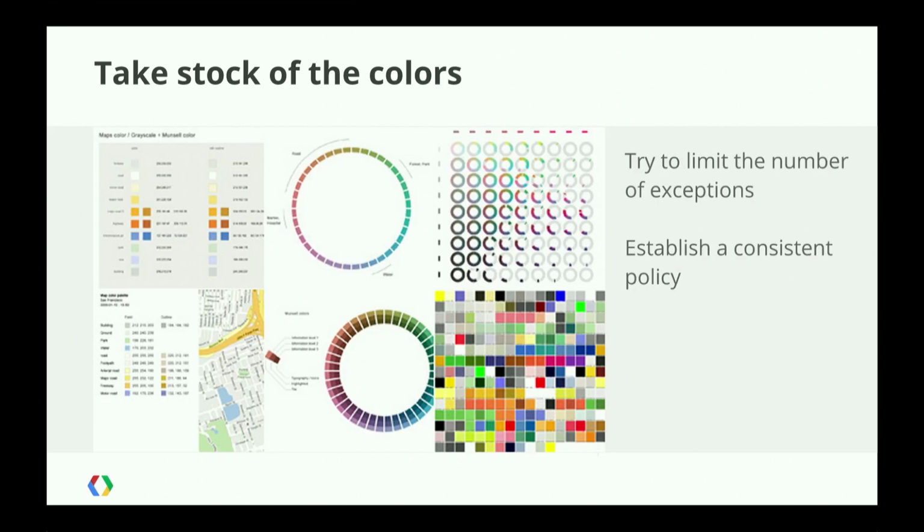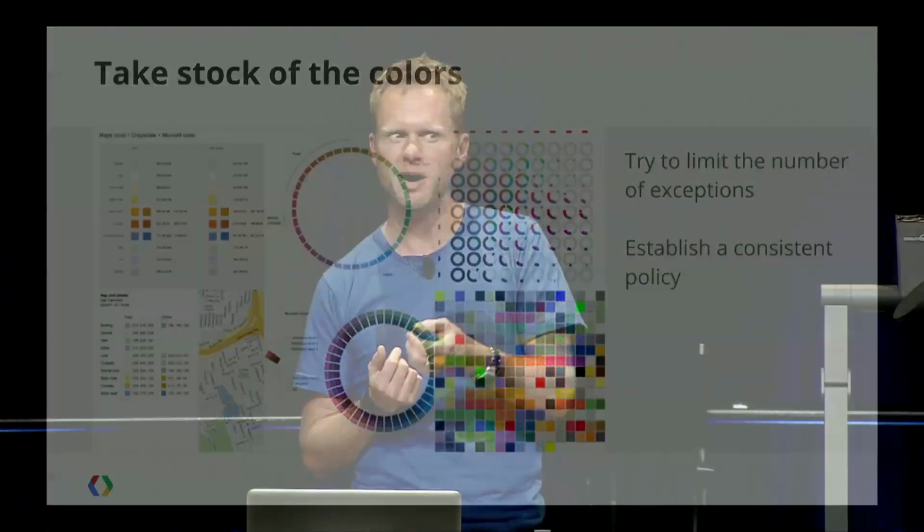Also take stock of the colors. When we first went through the redesign exercise, I think it was something in the neighborhood of 350 different colors on Google Maps. And it was like, why so many? Even the color wheels that we're showing here don't have 350 colors. But we just had all of these different, slight, subtle variations of graphics and images.